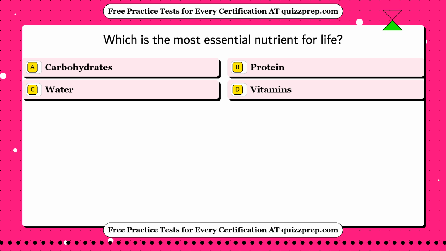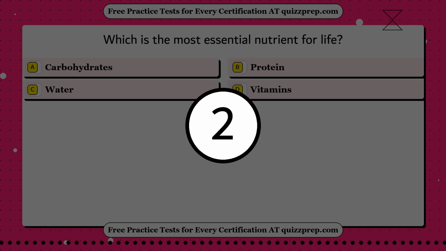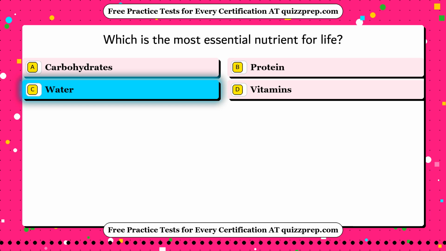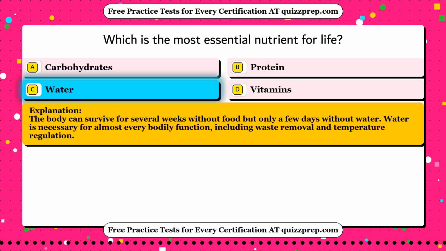Question 18. Which is the most essential nutrient for life? Option A, carbohydrates. Option B, protein. Option C, water. Option D, vitamins. The correct answer is option C, water. The body can survive for several weeks without food but only a few days without water. Water is necessary for almost every bodily function, including waste removal and temperature regulation.